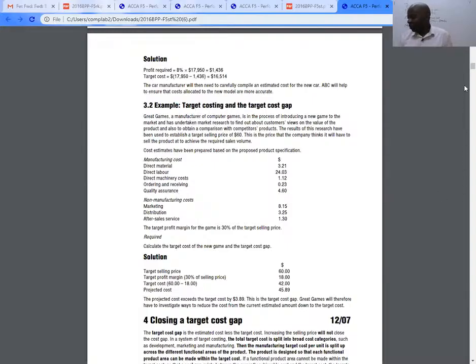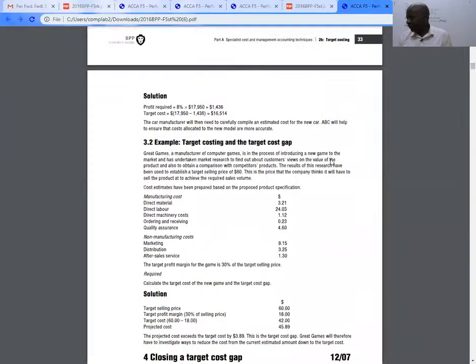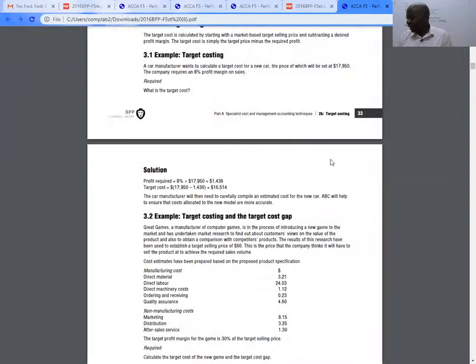So what I would want to do is to hide the solution a little bit and then request you to identify the targeted cost in whichever ways that you understood our methodology of getting the target cost gap. It's a very simple thing. Take like a minute. Please try to identify that target cost.